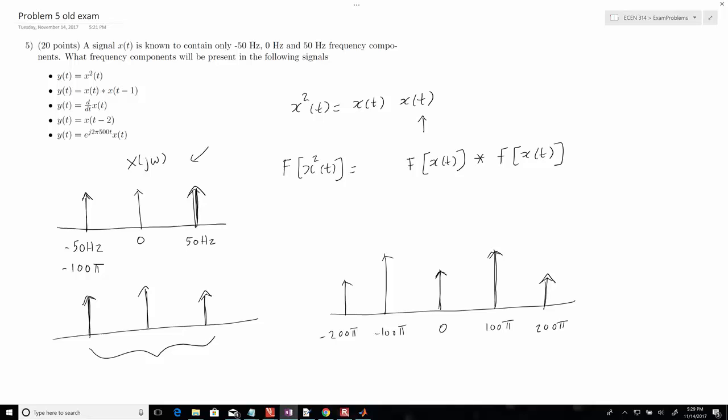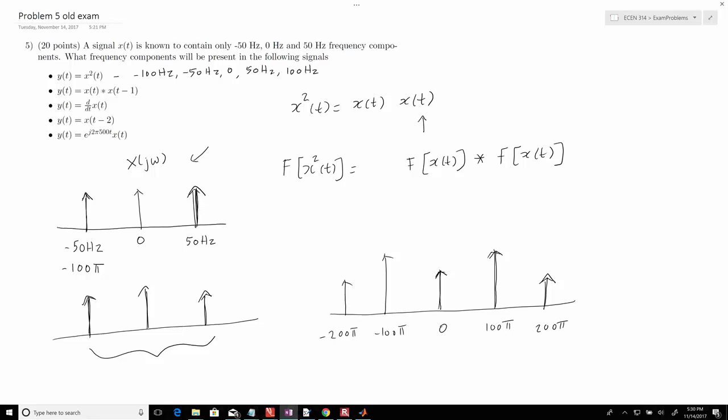So what would be the answer? Now that we know this is the Fourier transform for x squared of t, what frequency components are present in x squared of t? Those divided by 2 pi, which would be, so the answer to part A would be negative 100 hertz, negative 50 hertz, 0, 50 hertz and 100 hertz. Does that make sense?